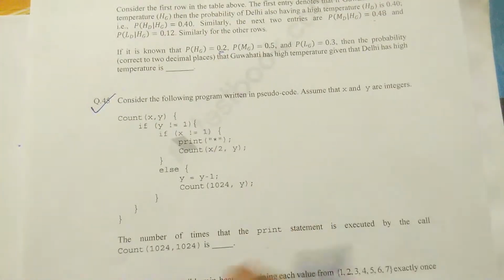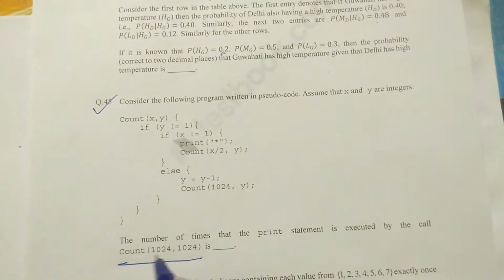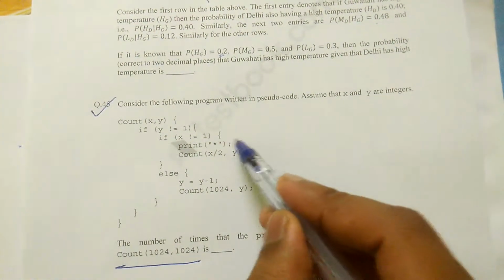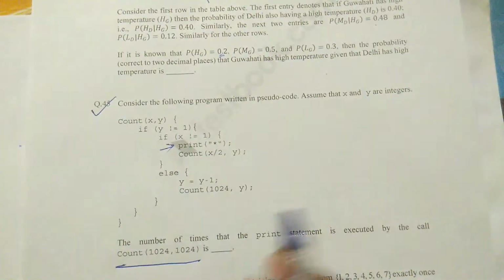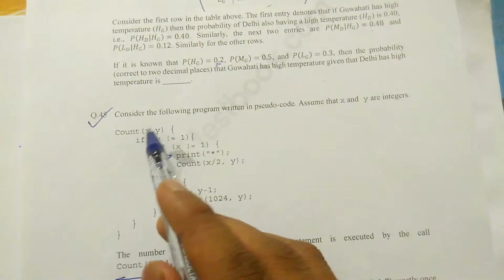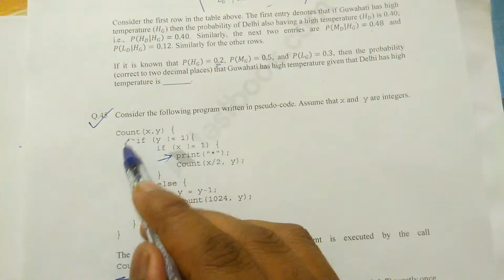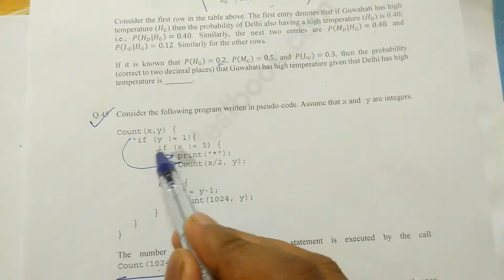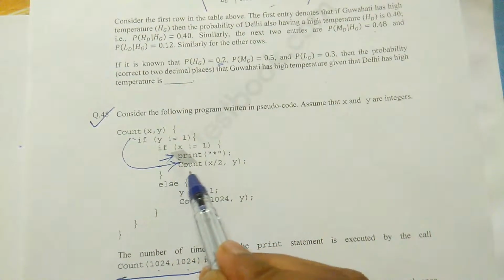So this is the call, count(1024, 1024). So they want to know how many times the print statement will be printed. Okay, so 1024 and 1024 will come here. So it will go in. So x is not equal to 1, so it will go into the count statement.